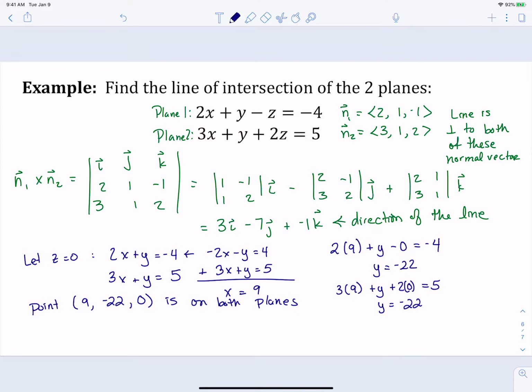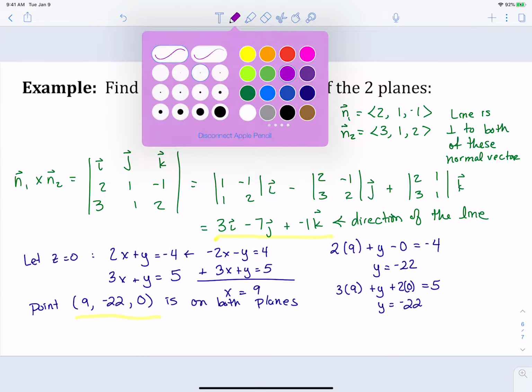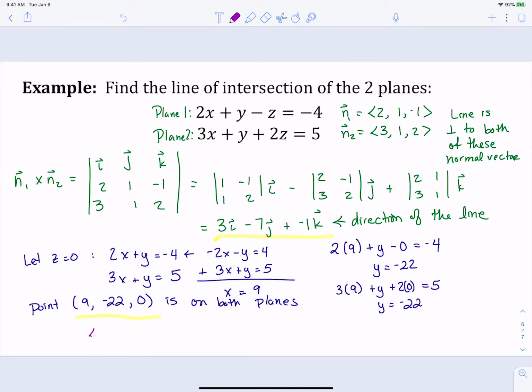So now we know the direction that our line needs to go in. We know the point that's on both of our planes, so that's on our line of intersection. And now we just need to write our equation of our line. So we can write the vector equation if we want. So it's that point made into a vector plus, again, that variable scalar times our direction. Or we can write the parametric equations if we want. So we get x is equal to 9 plus 3t, y is equal to negative 22 minus 7t, and z is equal to negative t. There we go.